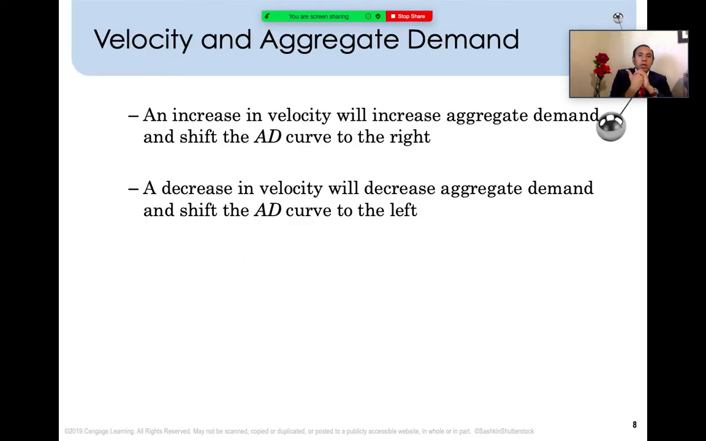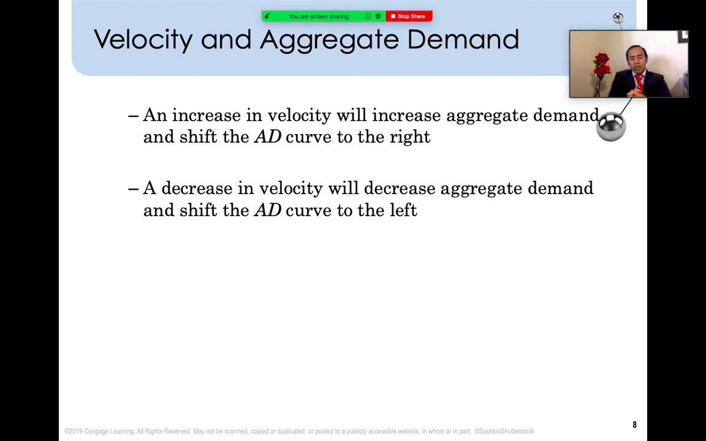Building further with the ADAS framework, if velocity is the one that changes, in this case, assuming it's not constant, an increase in velocity will also lead to an increase in aggregate demand, and the aggregate demand curve will shift to the right. It will have the same effect as an increase in the money supply. If the velocity of money declines, how quickly it travels through the economy, then aggregate demand is going to decline, and that's going to shift the aggregate demand downward.